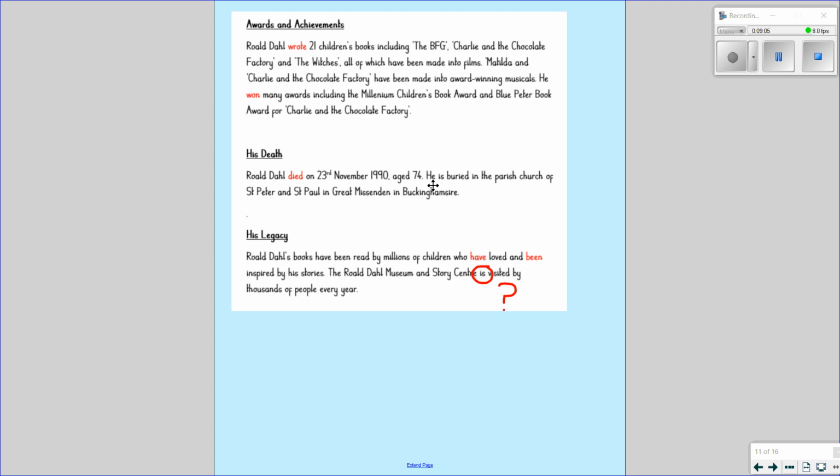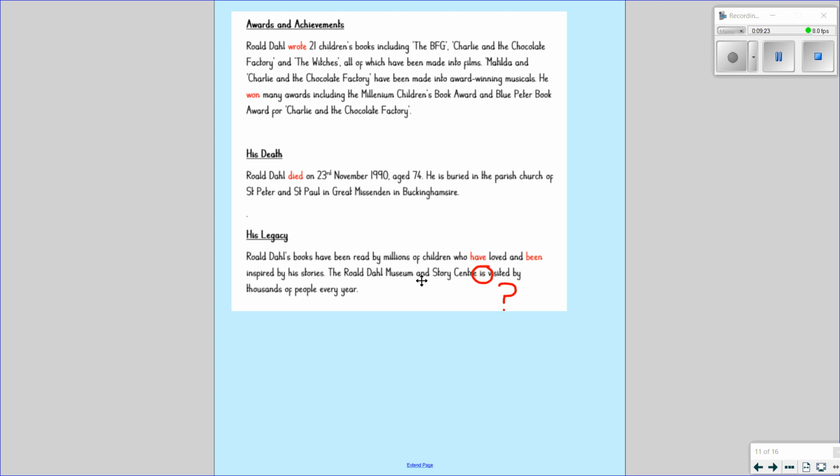I think same here. He is buried. You could have put he was buried in the parish church. That was when he was buried, but he's also still buried there, so he is buried in the church. Either would have made sense there, actually. Is or was, but here it had to be is.